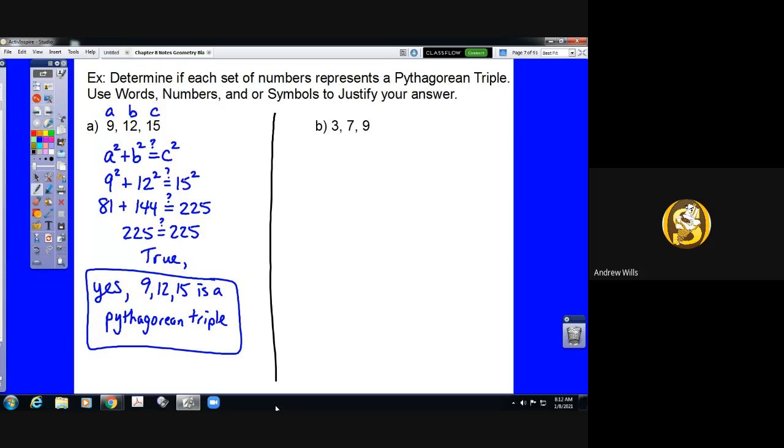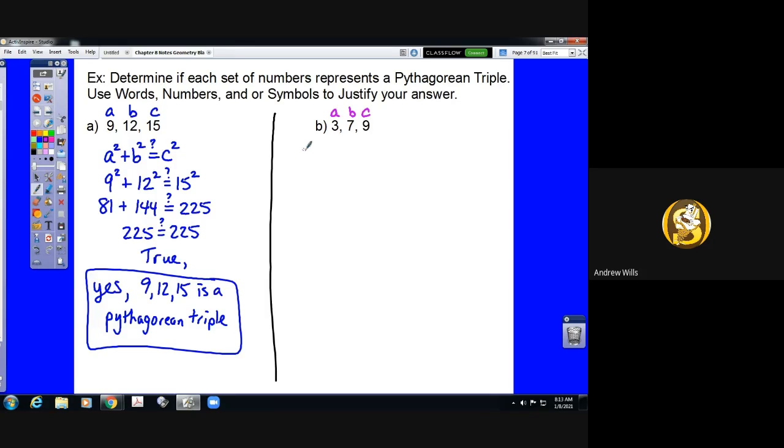Okay, hopefully by now you've had enough time to get to an answer. Again, the key things here are, one, we have to correctly identify our C value. The C value here would be 9, because 9 is the biggest of those three numbers, which means the other two, 3 and 7, are A and B. It does not matter which one is which.